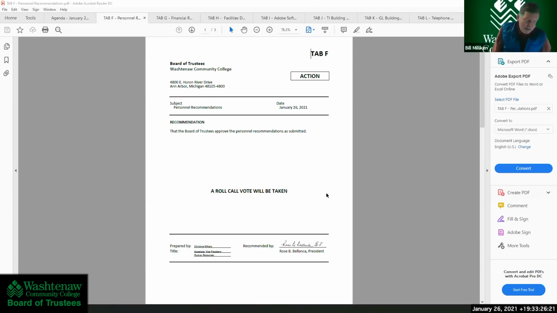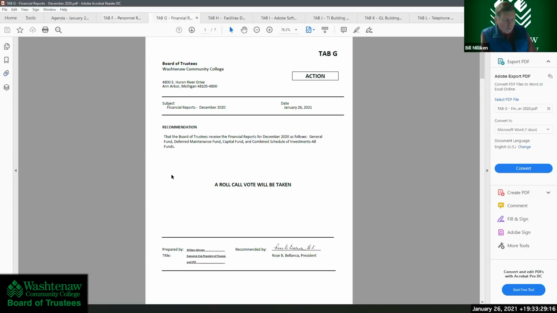Thank you. The next report in front of us are financial reports for December 2020. The recommendation is that the Board of Trustees receive the financial reports for December 2020 as follows: General Fund, Deferred Maintenance Fund, Capital Fund, and the combined schedule of investment, all funds. Is there support? Support. And second? Is there any discussion? EVP Johnson, is there any light that you'd like to shed on this for us?